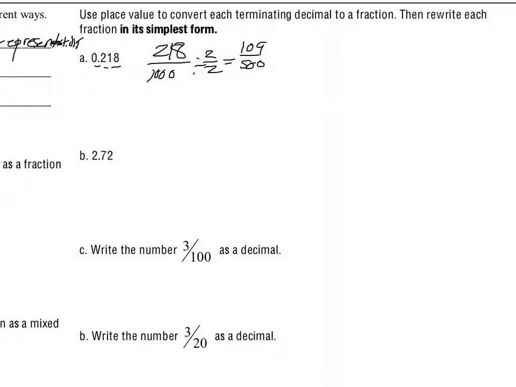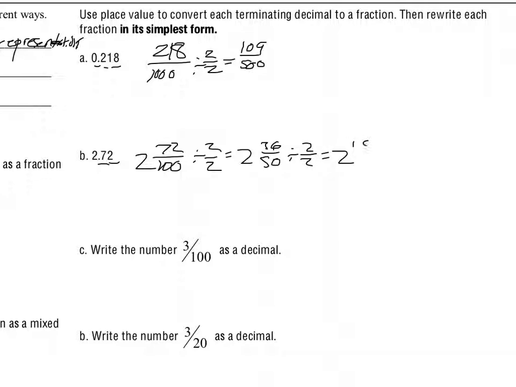Alright, 2.72, so that's the tenths and hundredths. This is 2 and 72 hundredths. So we need to go ahead and change that fraction there and simplify it. I see first a division of 2 is possible. So that's going to give me 2 and 36 50ths. So it looks like I can do that again, divided by 2 over 2. It's going to give me 2 and 18 25ths.